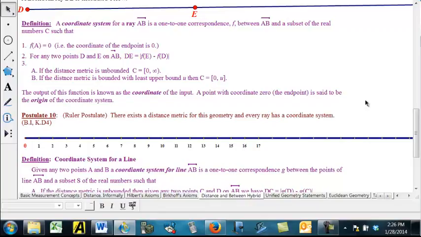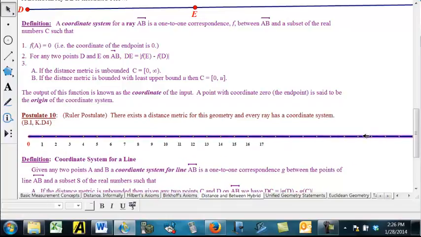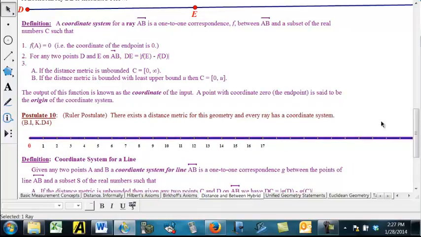The point with coordinate 0 is said to be the origin of the coordinate system, which of course will be the endpoint. So the ruler postulate now says there exists a distance metric for this geometry, and every ray has a coordinate system. Here's a ray with a coordinate system in Euclidean geometry. It goes on forever to the right. I've got at least some of the points labeled here.